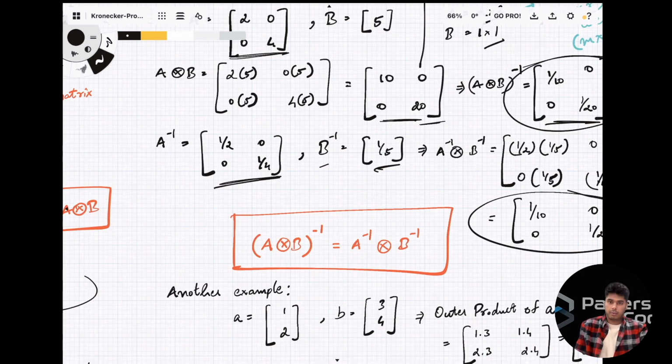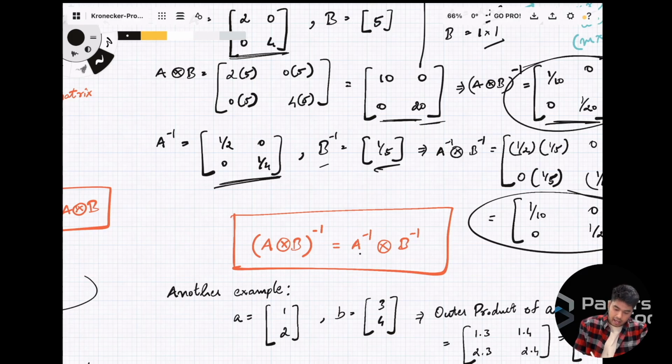That is the first property and the most important property of Kronecker products. That is, A Kronecker product B, and if you invert the whole thing, you can split the inverse between both. Because A Kronecker product B will be a very huge matrix, and inverting that is a big task, a computationally big task.